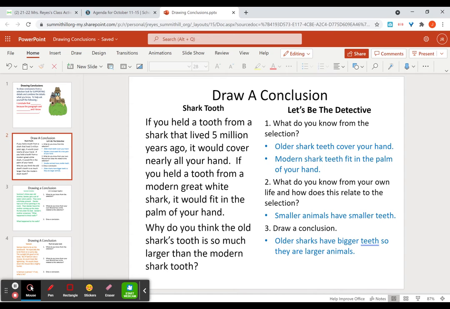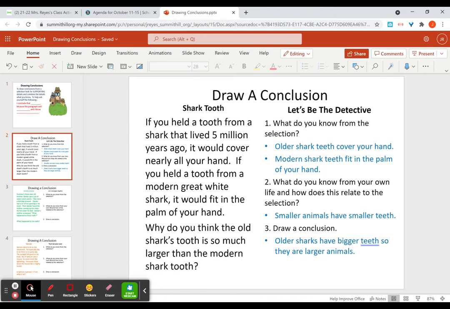I'm going to start with, well, what do I know from the actual selection? Well, I know that older sharks' teeth cover my entire hand, and a modern shark's tooth is going to fit in the palm of my hand. That's information that I know from the text. But I'm going to think for myself, and I'm going to think, well, what do I know about teeth and the size of teeth and what that has to do with this? When I'm thinking, what do I know from my own life and how does this relate to the selection, I'm going to think, well, smaller animals have smaller teeth.